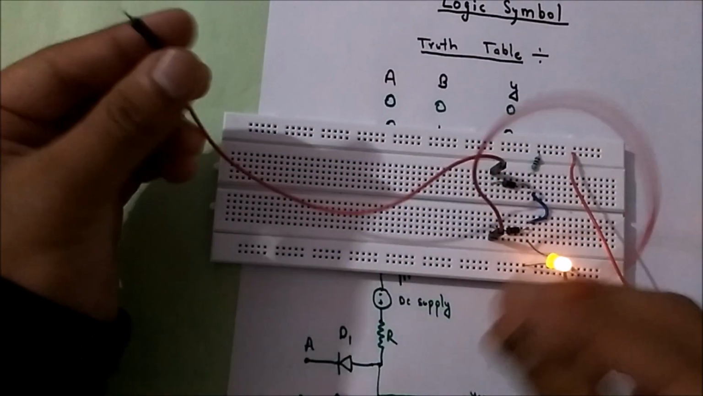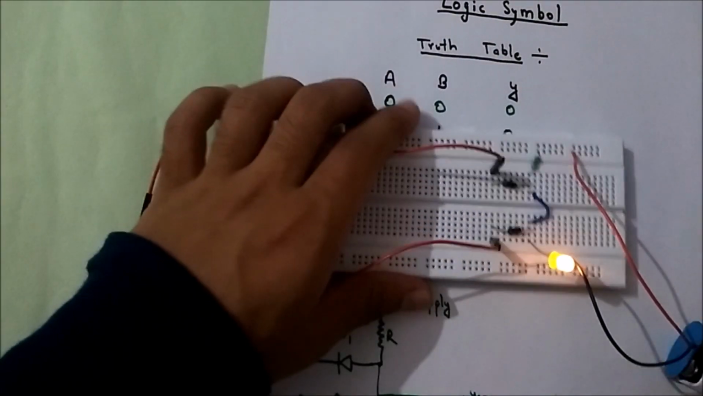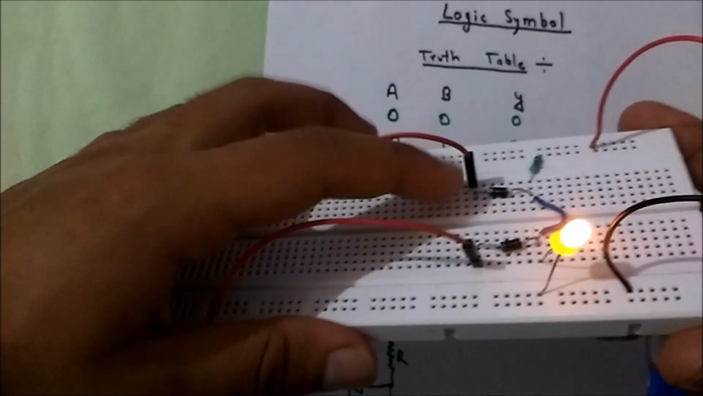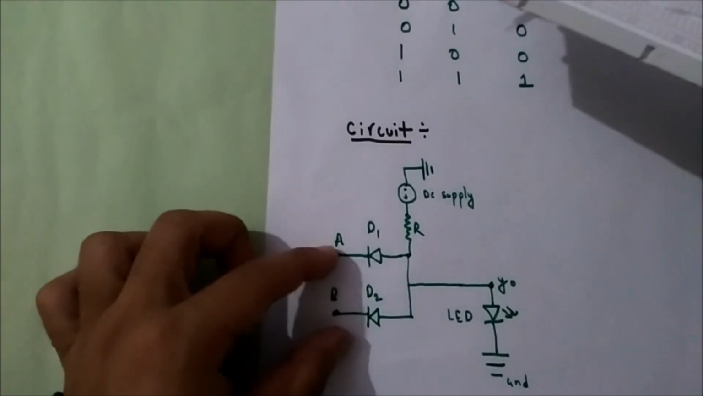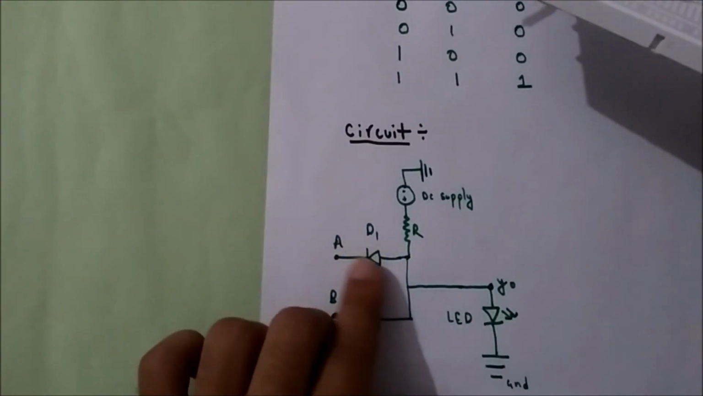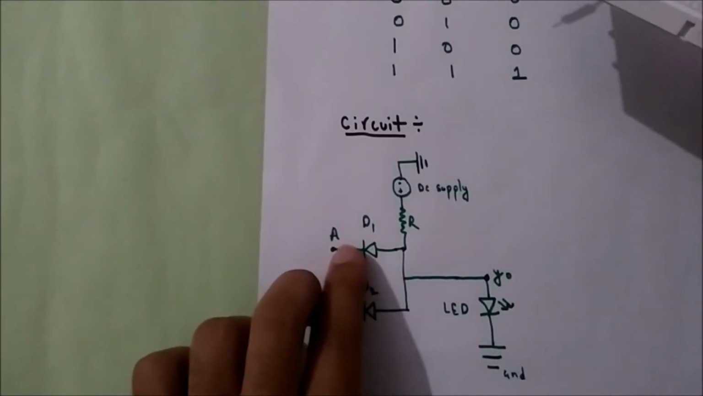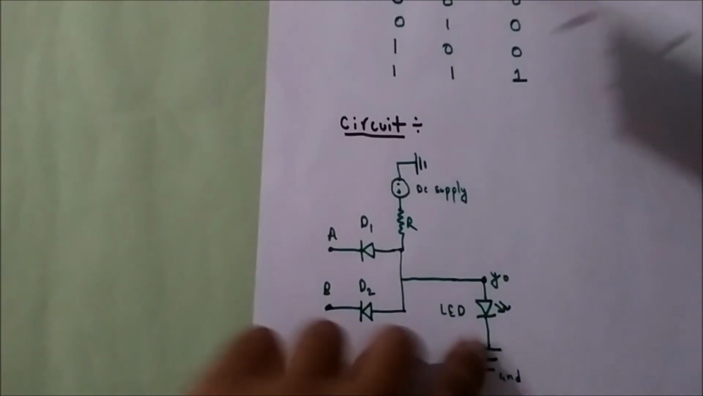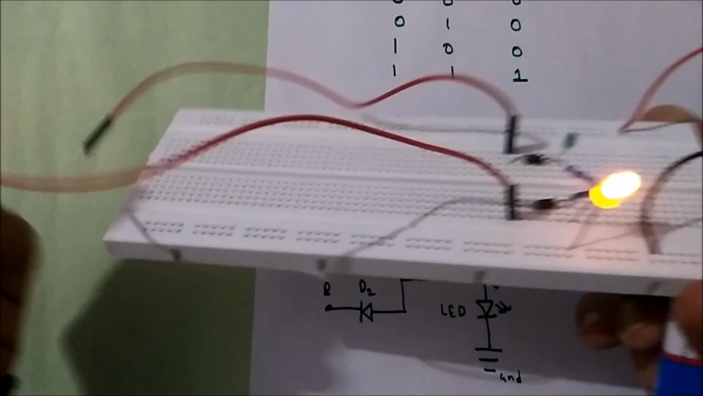Now in this condition, when both A and B are connected nowhere, that means I've given no logic to their N terminals. That means these diodes act like an open switch. Both are open, there's no wire here, there's an open circuit here and here. So what will happen? All the current will go from here to here. That's why our LED is on when nothing is connected, if no logic is given.